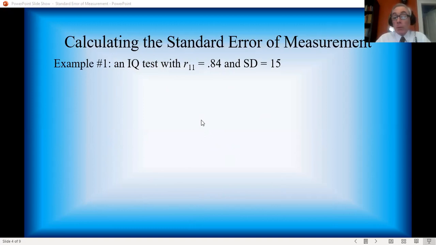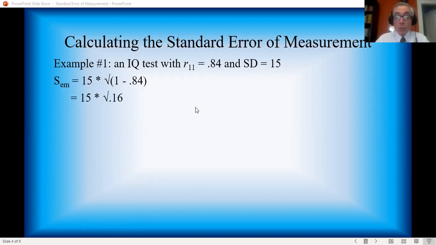So here's our first example. We have an IQ test. The reliability of the IQ test is 0.84. The standard deviation of scores on the IQ test is 15. That, by the way, is a pretty typical standard deviation for the scores we derive from IQ tests. So the standard error of measurement is equal to 15 times, the little asterisk is for multiplying, the square root of the quantity 1 minus 0.84. So the equation is now set up and we just need to follow the order of operations.